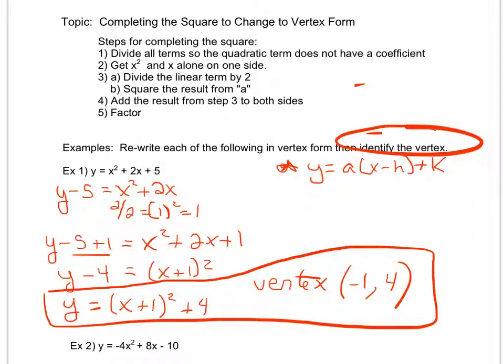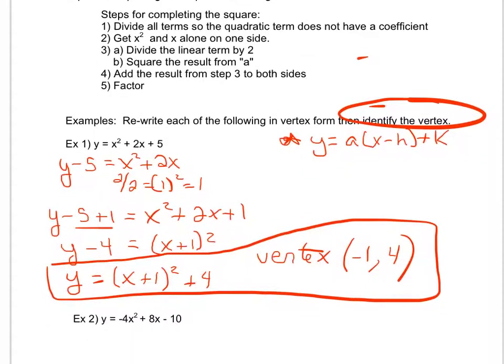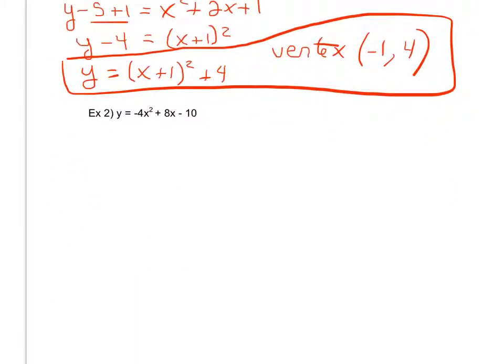And like I said, I do have 2 examples. The second one I will do twice. Show you 2 separate ways to do it. So the first way I'm going to do it, I'm going to follow all my steps. So my first step tells me to divide to get my x squared without a coefficient. So I'm going to divide everything by negative 4.